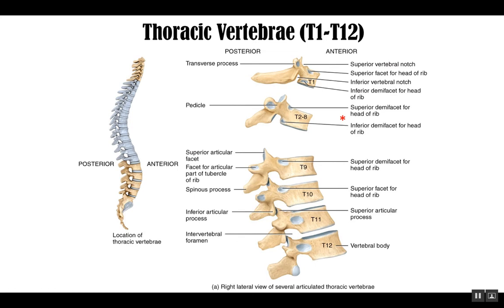You'll notice that the body will sometimes have two facets. So you might have two ribs making contact with this single thoracic vertebra. When that happens, we call those demifacets.